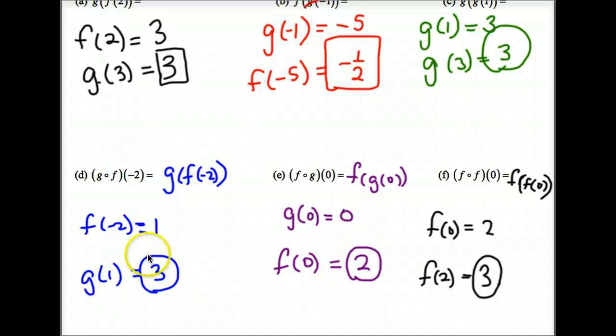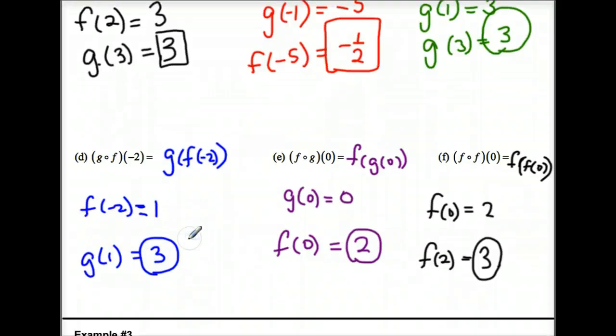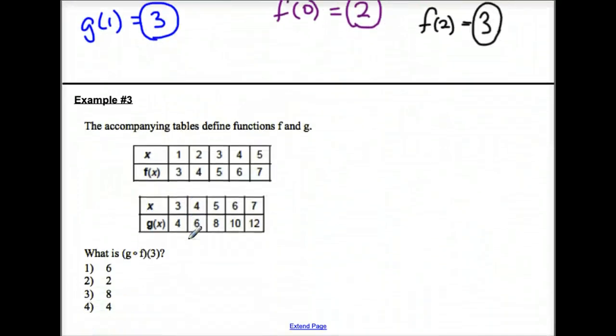So let's keep it moving with how this works for a table. Example 3 says the accompanying tables define functions f and g. This is my f table, this is my g table. The question is asking me to find g of f of 3. And again, if we rewrite this, it's asking me to find g of f of 3.